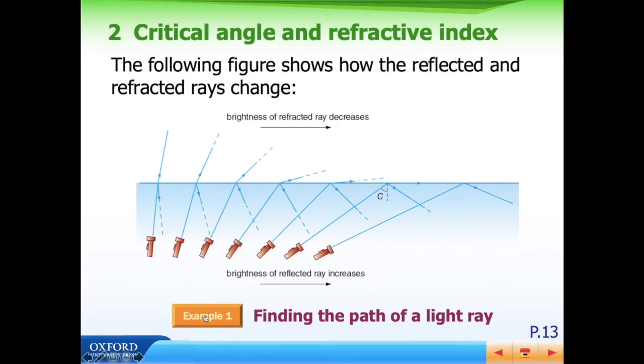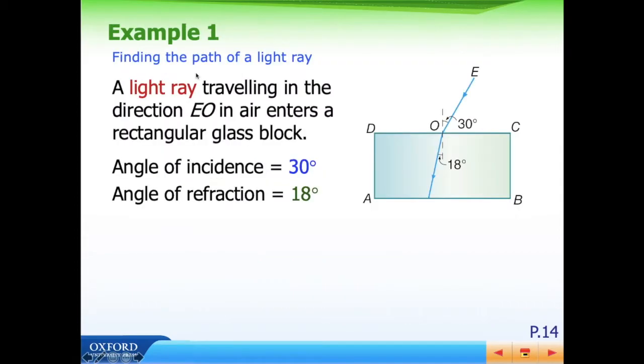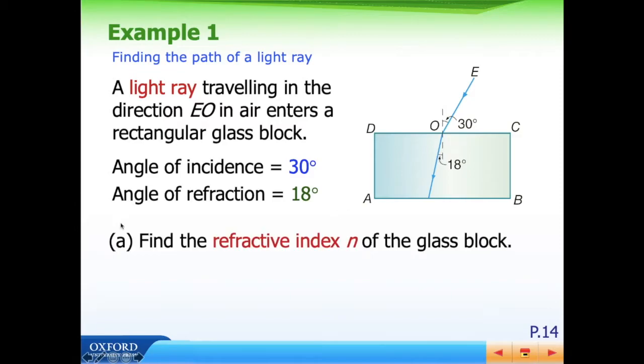Let us have an example to further deepen our understanding of critical angle and refractive index. Finding the path of a light ray. A light ray traveling in the direction EO in air enters a rectangular glass block as shown in this diagram. The angle of incidence is equal to 30 degrees, located here, and the angle of refraction is 18 degrees, located here. Letter A question says, find the refractive index n of the glass block.